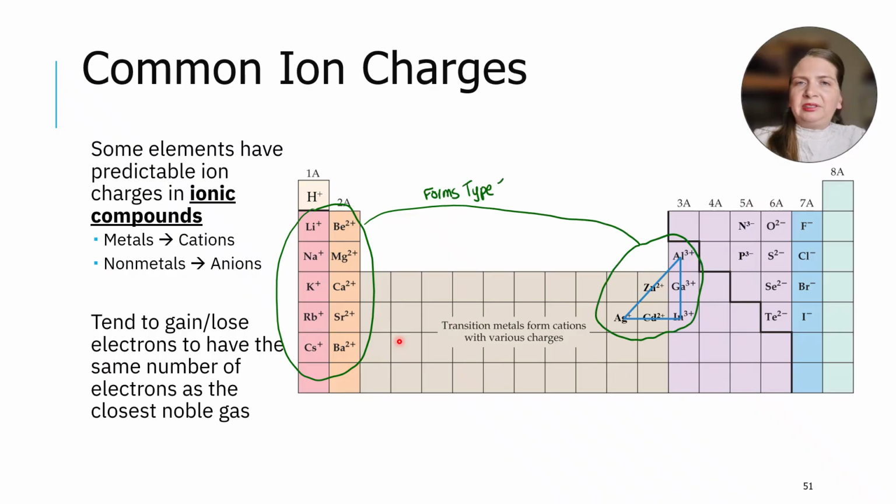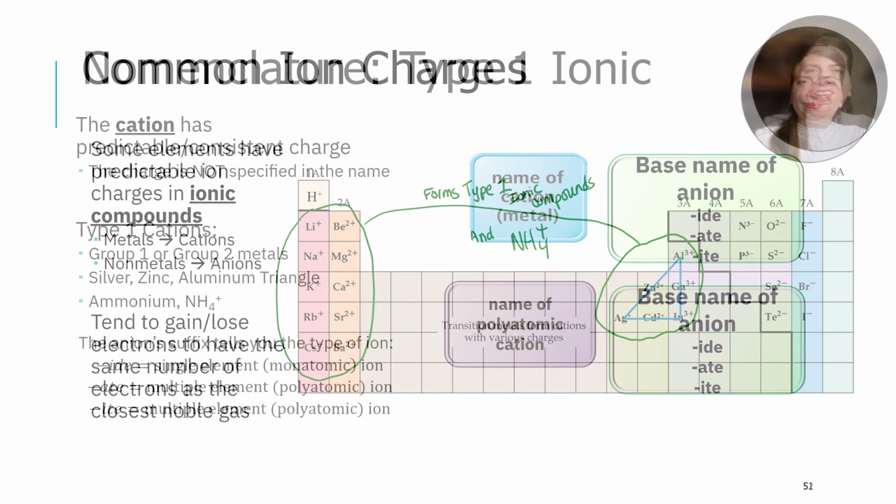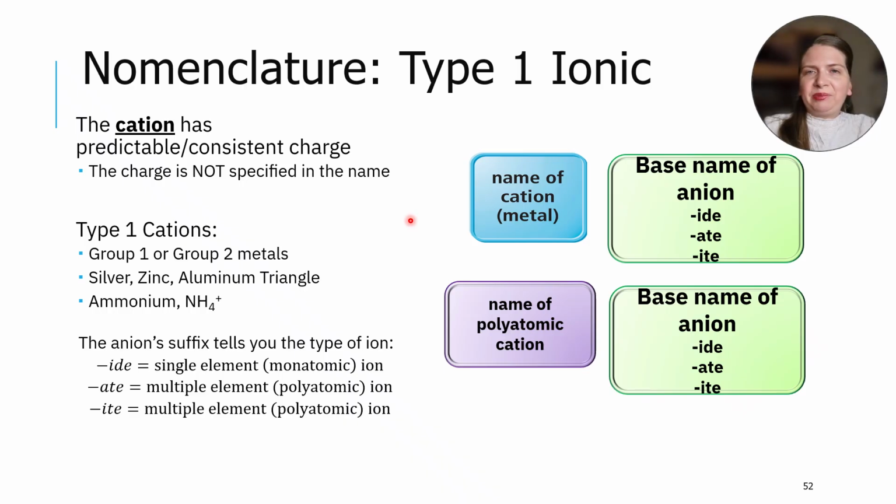Type 1 ionic compounds contain cations with predictable charges. The cations shown here, along with ammonium, will form type 1 ionic compounds. If an ionic compound contains any other cation, it will be classified as a type 2 ionic compound. First, we will cover naming type 1 ionic compounds. Since the cation in type 1 ionic compounds always has the same charge, the charge does not need to be included in the name. The name of an ionic compound always consists of 2 words. The first word is the name of the cation, and the second word is the name of the anion.